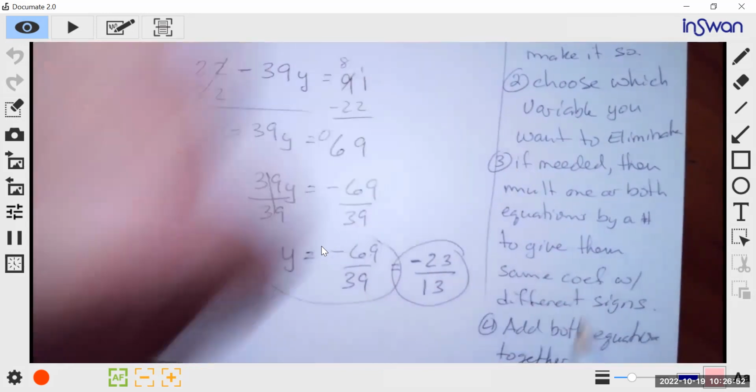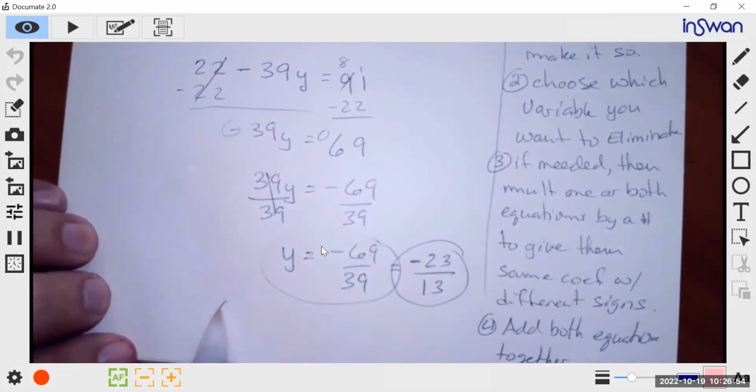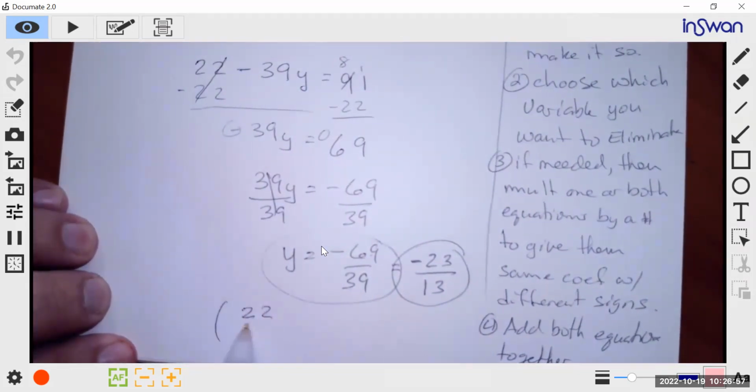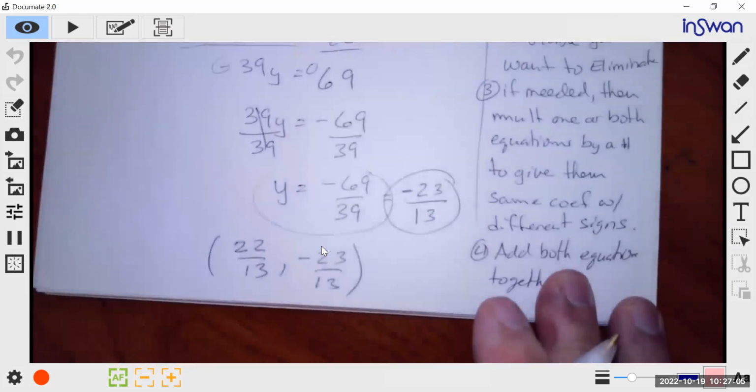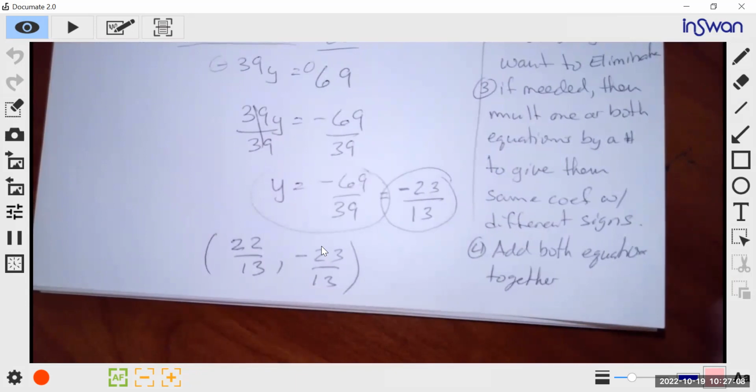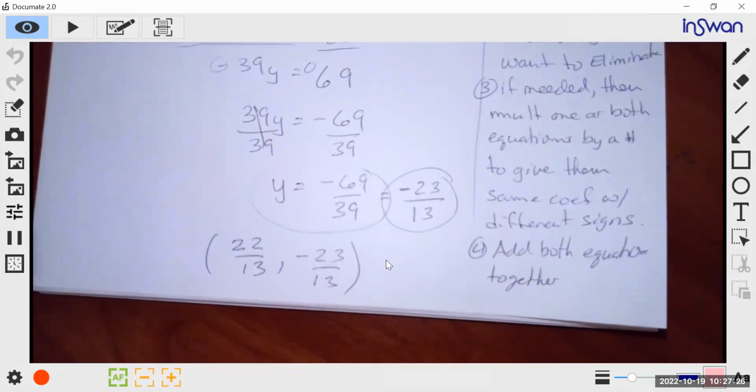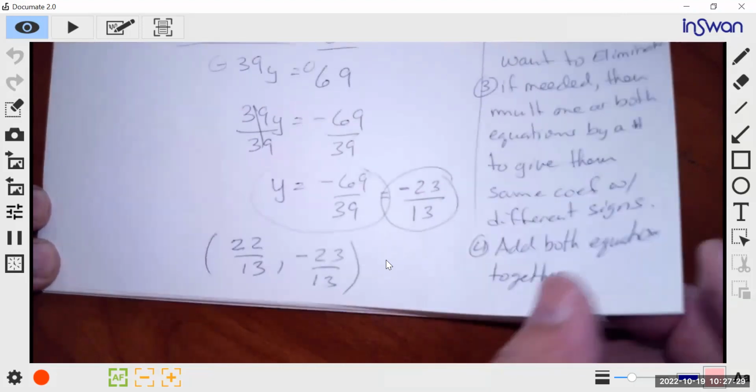So this is what your point is. That's your y value. So the x value is 22 over 13. The y value is negative 23 over 13. That was the first one we tried to do. We tried to graph that, it was so weird looking. Horrible looking. Want to try another one? Let's do another one.